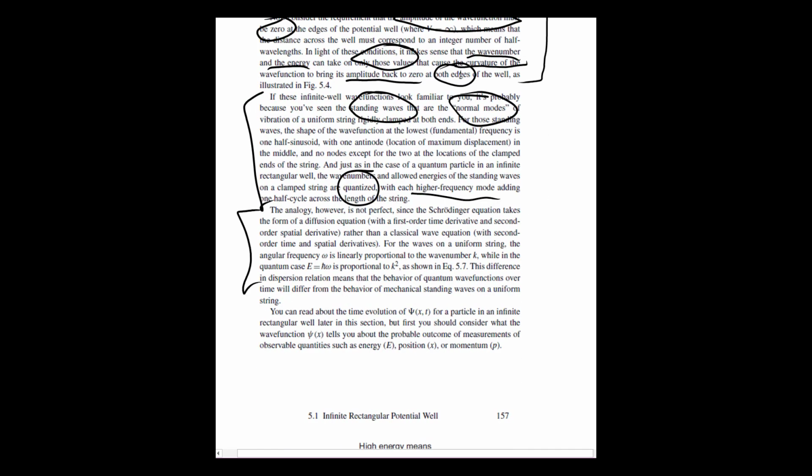It does point out, however, the analogy is not perfect because string waves obey the classical wave equation, which has second-order spatial and temporal derivatives, whereas the Schrödinger equation, as mentioned in chapter 3, is more like a diffusion equation, the temporal derivative being first order. And that leads to a different dispersion relation. That is, in the classical wave equation, the angular frequency omega is proportional to the wave number k, but in our case, we know that E, which is h bar omega, is proportional to k squared.